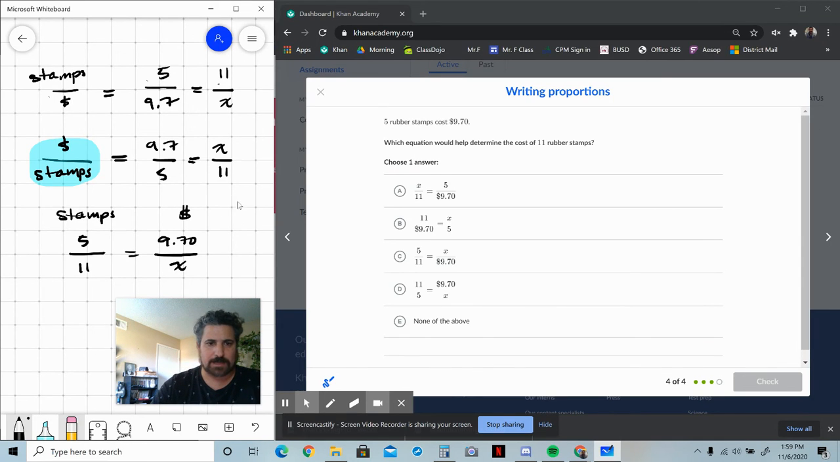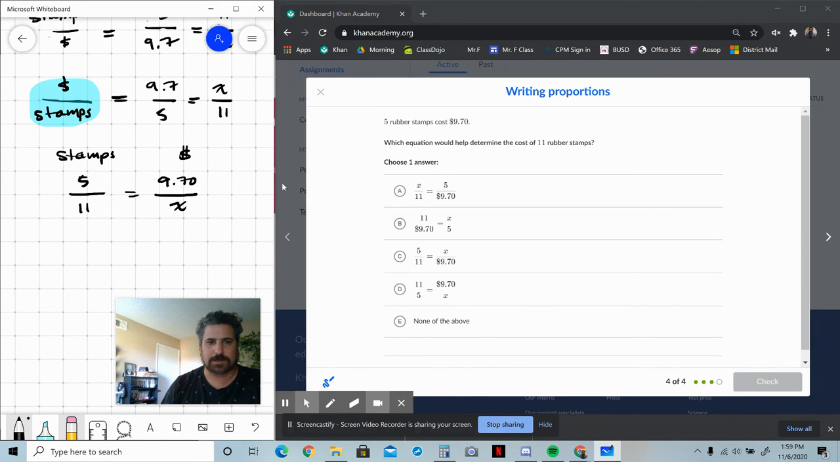And remember, in that scenario, it can be either way, right? So you can flip it top to bottom as long as you have the corresponding parts where they belong. So you can say 11 is to 5 as x is to 9.7. That would also be a perfectly appropriate way to set that up. So do they have any of these options for us?